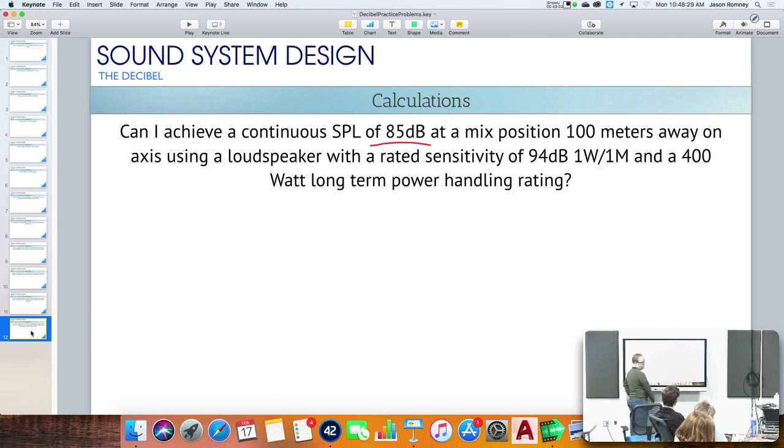You're doing Grimm's Fairy Tales, which is what I'm doing right now. I'm hitting about 85 dB in some of these things. Grimm's with a Z, yes. This is my show right now, although my back row is nowhere near 100 meters away. Significantly closer. But program-wise, this is the show. All right, so how would I figure this out?